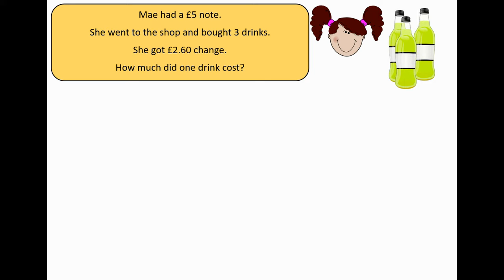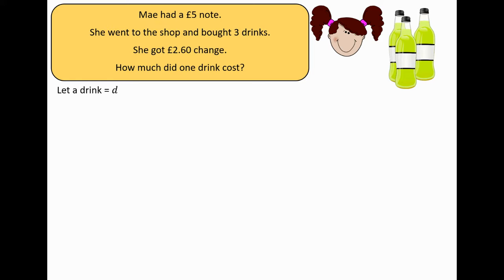Again, now we need to define this variable. So let's read through this example here. It says here, May had a £5 note. She went to the shop and bought 3 drinks. She got £2.60 change back. How much did one drink cost? Again, let's use a variable. Let a drink be equal to D.